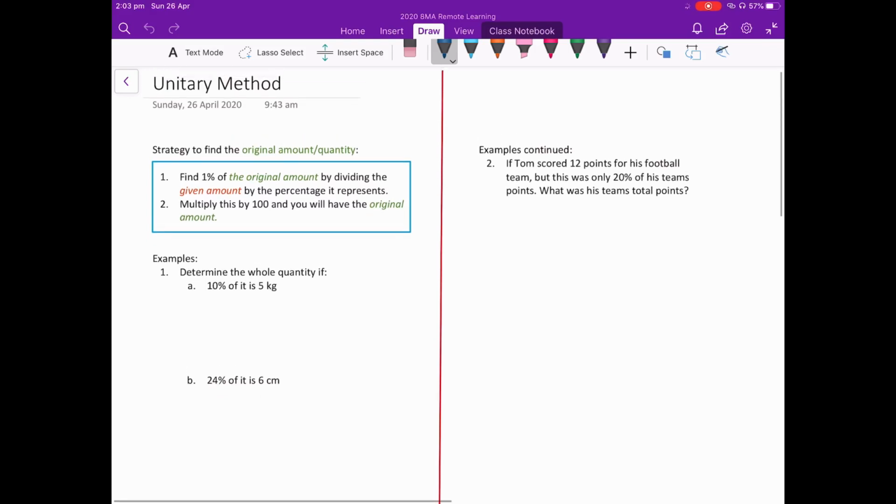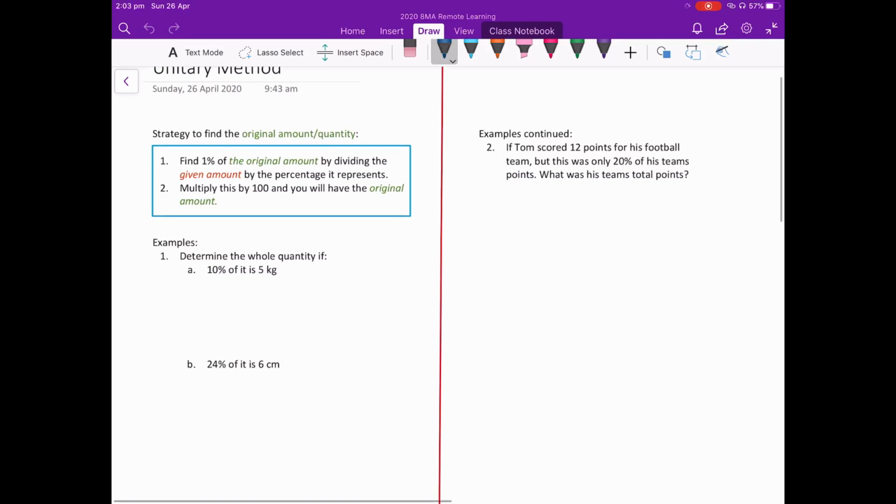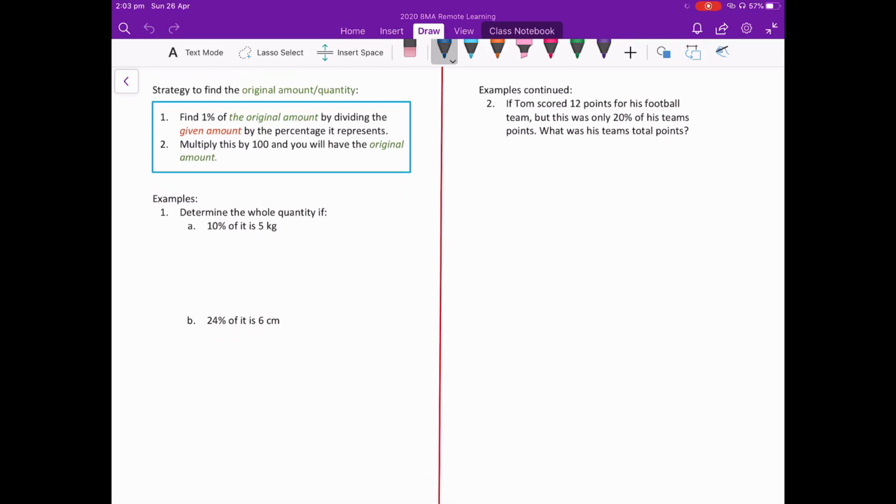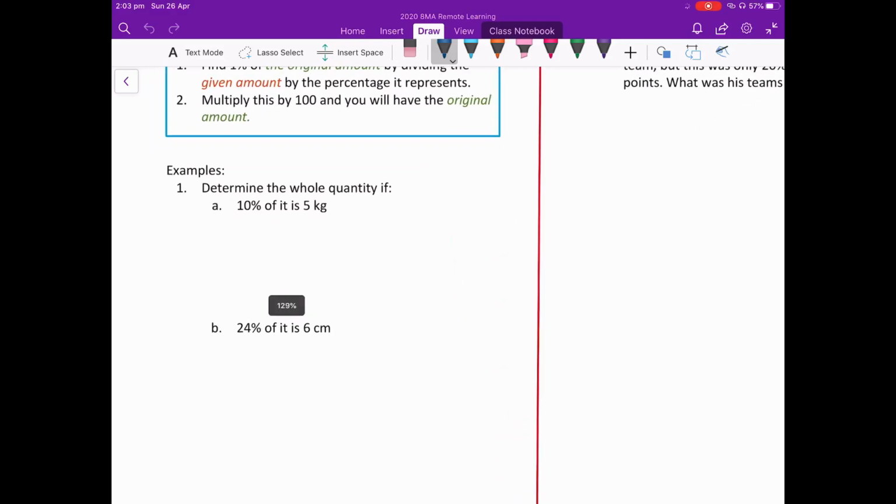Now, in this blue box here, this is the strategy that we're going to use. So when we are asked to find an original amount, also known as a quantity, we're going to find 1% of the original amount, and we're going to do this by dividing the given amount by the percentage it represents. And this will give 1%. This will make sense in a second when we do an example. In the second thing here, we just then multiply that number by 100, and that will give us the original amount. So let's have a look at this very first example.